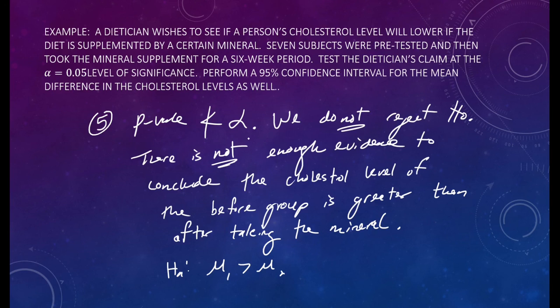Since the p-value is not less than alpha, we do not reject the null hypothesis. There is not enough evidence to conclude the cholesterol level of the before group is greater than after taking the mineral. You can have variation in your conclusion. You can also say there is not enough evidence to conclude the cholesterol level will be lower after taking the mineral supplement. And that's still saying HA in words. So just be aware you can have variation in your conclusion, but it'll still represent HA in words.